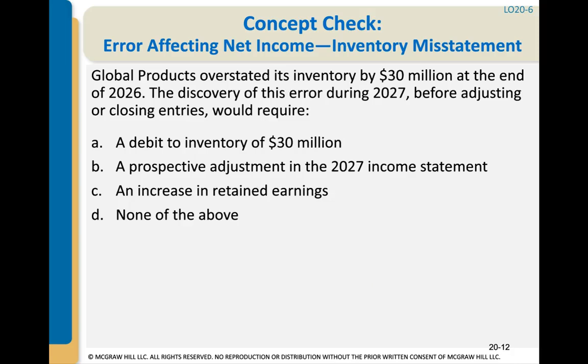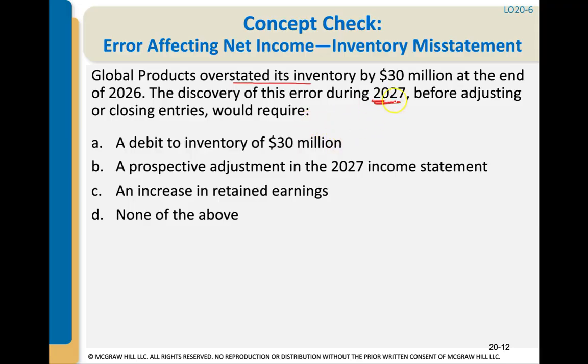Global Products overstated its inventory by $30 million at the end of 2026. The discovery of this error during 2027, before adjusting closing entries, would require what? So in this situation, we know it's not self-correcting because usually, if we have an overstatement or understatement of inventory in one year, it is self-correcting the next year. So the two years combined cumulatively will have the correct cost of goods sold number and the correct ending inventory, but just the cost of goods sold number would be incorrect in each individual year.